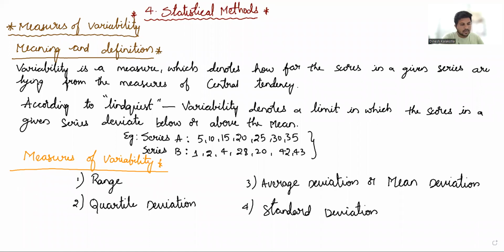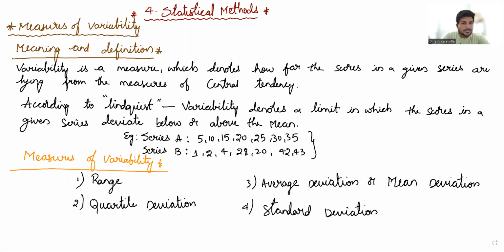In this class, we will see measures of variability, which is also the fourth chapter's topic. In the previous classes, we have gone through central tendency: mean, median, and mode, right? So now let us see what is variability. First, let us see the meaning of it, and then we'll see how many different types of it.